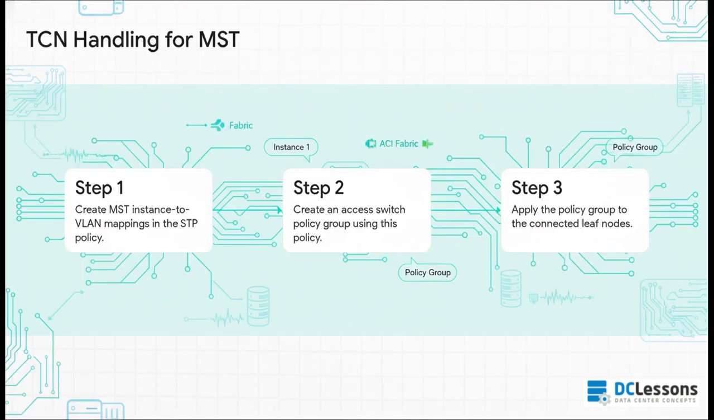With MST, though, you have to do one more thing. A TCN in MST land refers to an instance number, not a specific VLAN. So you have to manually tell ACI which VLANs live inside which MST instance. You do this by creating a special STP policy with all those mappings, and then you apply that policy to the leaf switches. That way, when ACI sees a TCN for, say, instance 1, it knows exactly which VLAN's endpoints need to be cleared out.